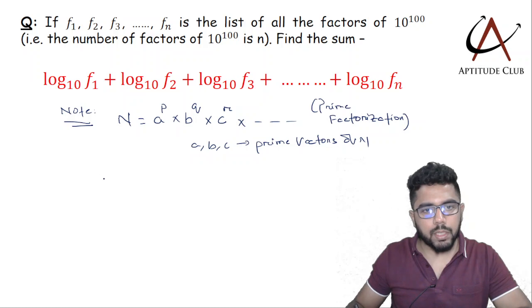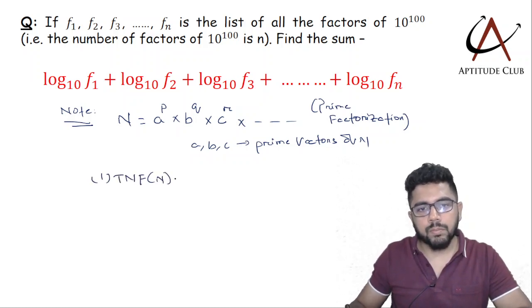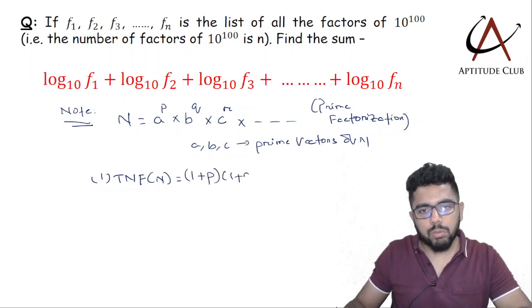And once you have prime factorized, then we can calculate the total number of factors of that number using the formula (1 plus p) into (1 plus q) into (1 plus r) and so on.